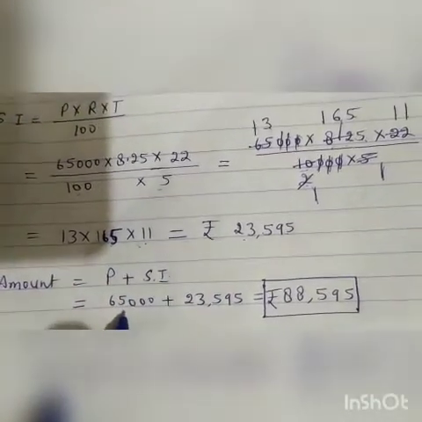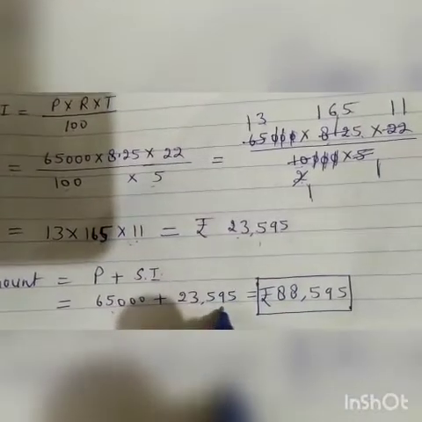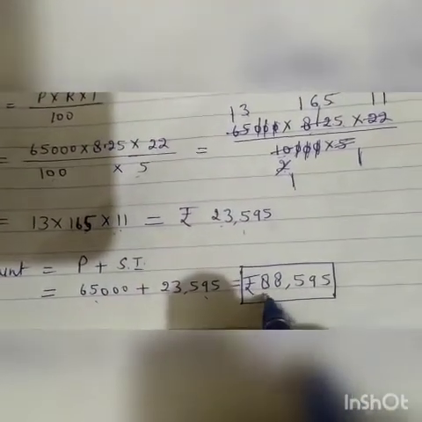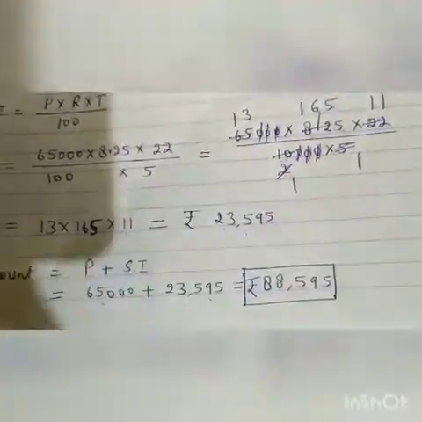Now amount is equal principal plus simple interest. Principal here in this question 65,000. Simple interest is 23,595. So amount is 88,595.